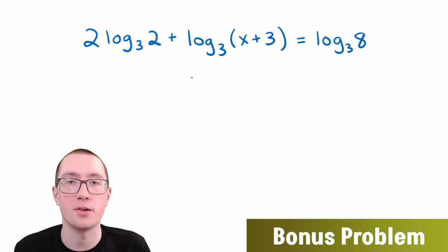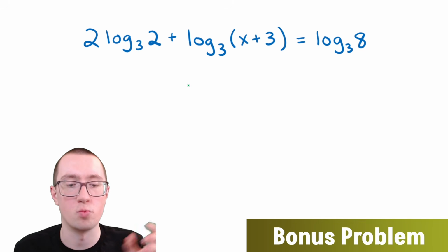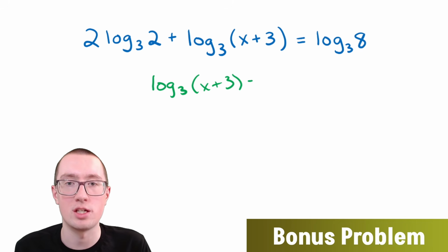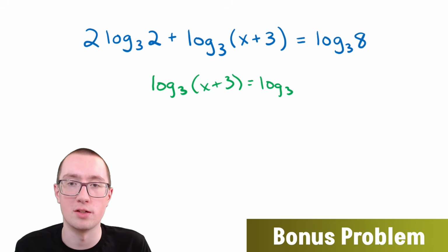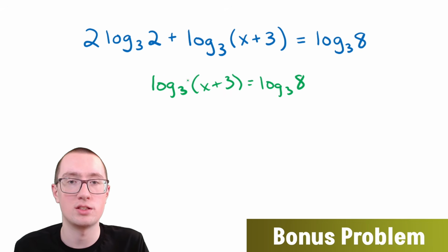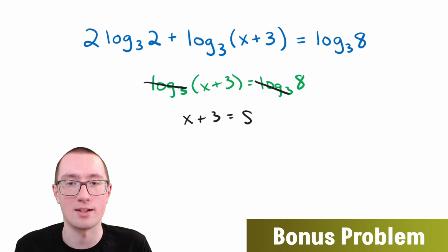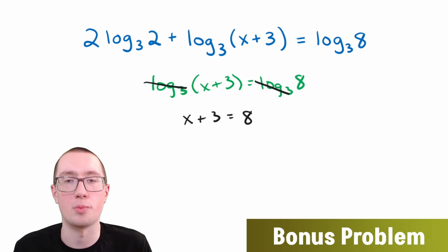Well, our ideal scenario is if we just had one log on either side that had the same base. So for example, if we had log base 3 of x plus 3 equals log base 3 of 8, then because these logs are the same, the insides also need to be the same. So we can just ignore the logs and set x plus 3 equal to 8. So that is our ideal scenario, but how do we get there?